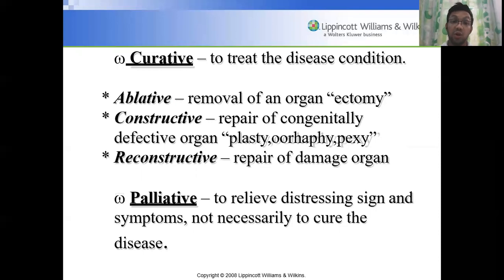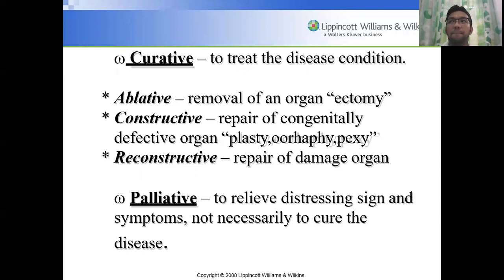Next would be constructive. So when we say constructive, it's repair of congenitally defective organ or repair of a diseased organ. You will always encounter suffixes under constructive surgery ending in such as the following: PLASTI, RAFI, or PEXI. Like for example, arthroplasty. So that's a repair of a joint.